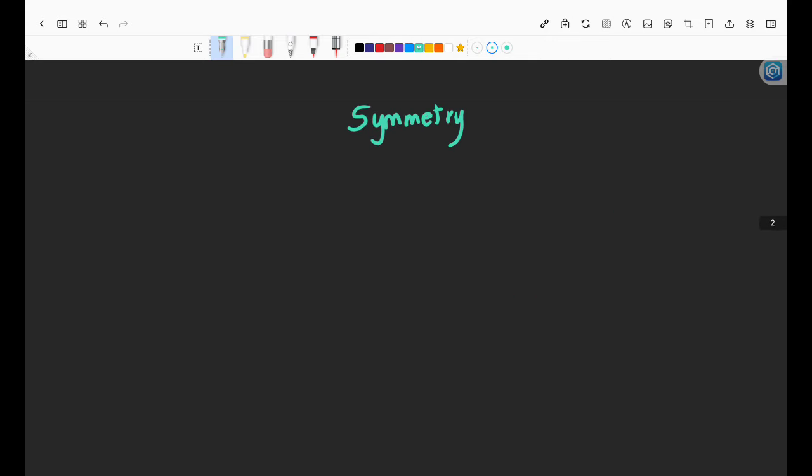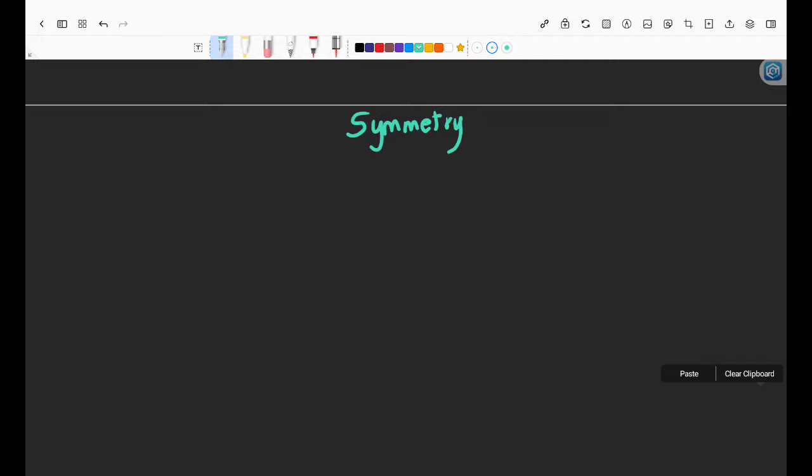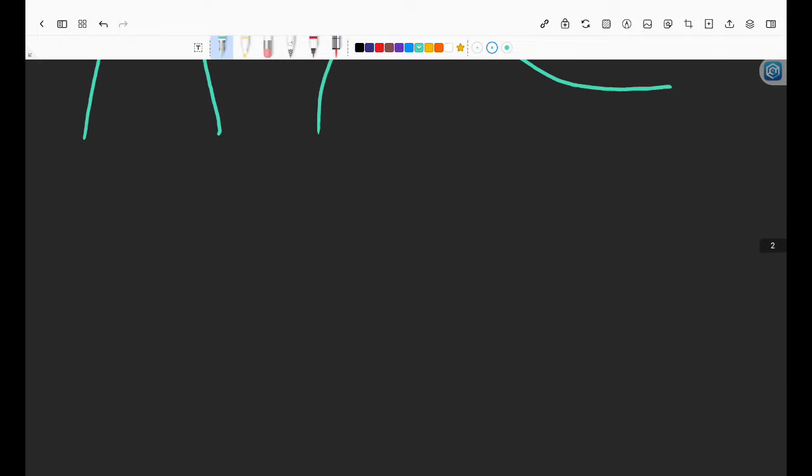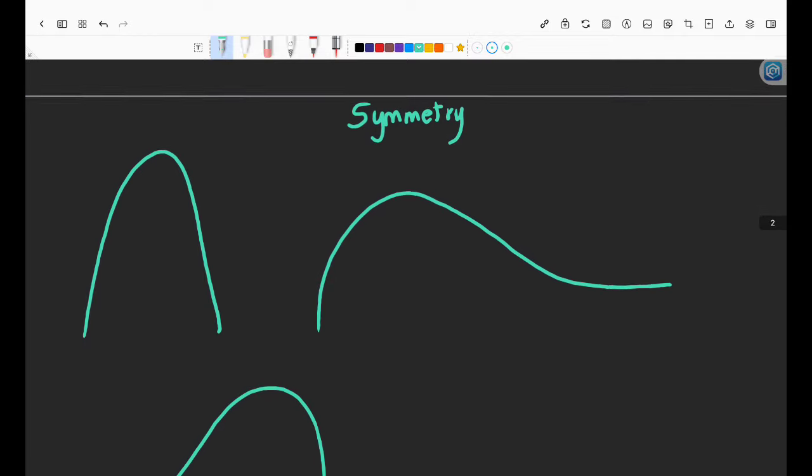And lastly, we are going to talk about symmetry, right? So there are different types of symmetry that you could have, or skewness. It could be symmetrical. So we are looking at how your data is distributed, right? Is it symmetrical, or is it positively skewed, or is it negatively skewed? So those are the different ones that we can have.